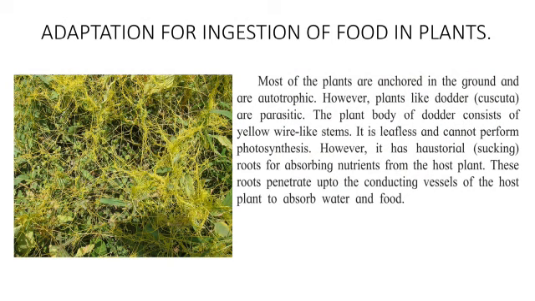Adaptation for ingestion of food in plants. Most of the plants are anchored in the ground and are autotrophic. However, plants like deodar, cuscuta are parasitic. The plant body of deodar consists of yellow wire-like stems. It is leafless and cannot perform photosynthesis. However, it has haustorial, that is sucking roots, for absorbing nutrients from the host plant. These roots penetrate into the conducting vessels of the host plant to absorb water and food.